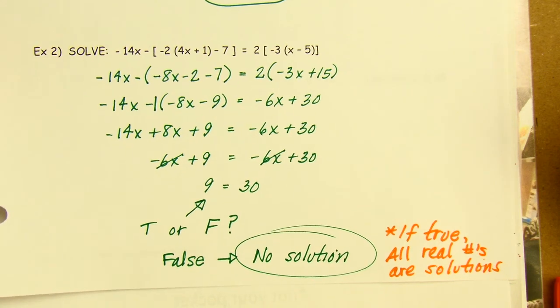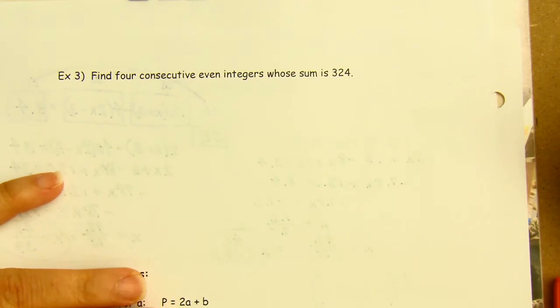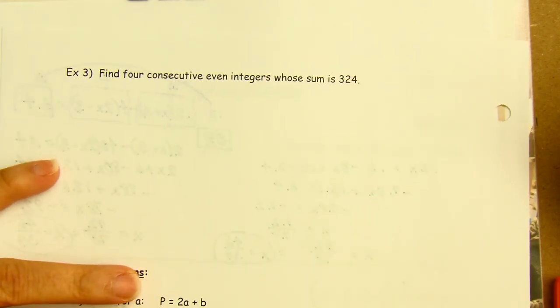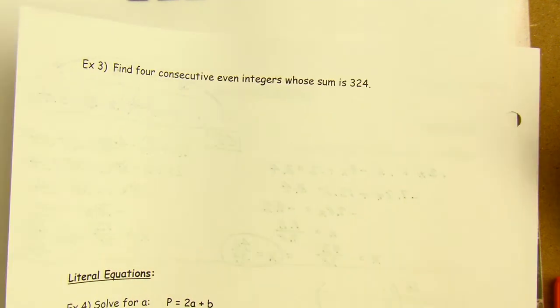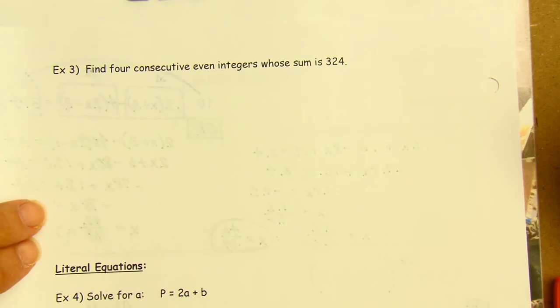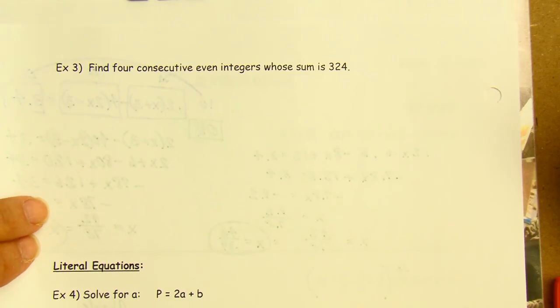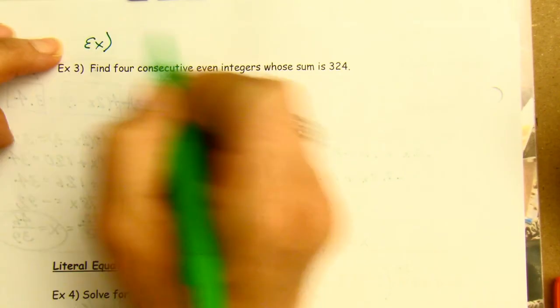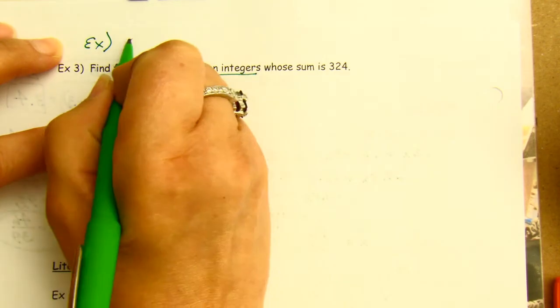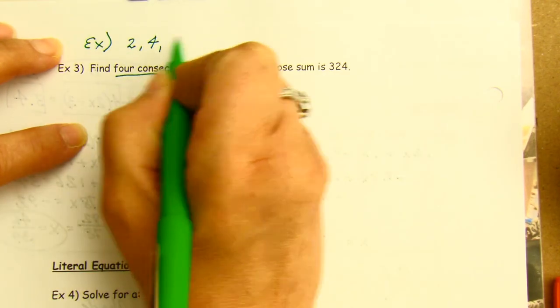Okay, on to side 2. Example 3 says find 4 consecutive even integers whose sum is 324. Well, first of all, you have to know what consecutive even integers are. Consecutive is one right after the other. You know, like 2, 4, 6, 8. So, for example, 4 consecutive even integers could be 2, 4, 6, and 8.